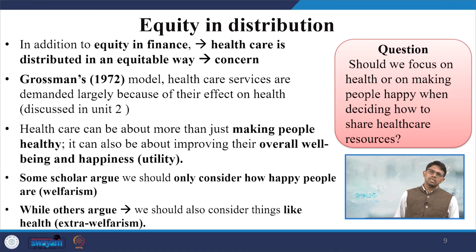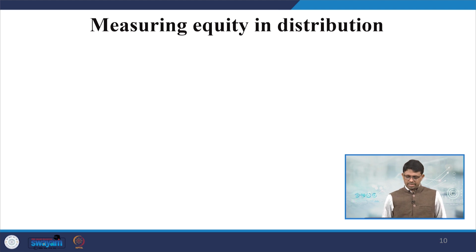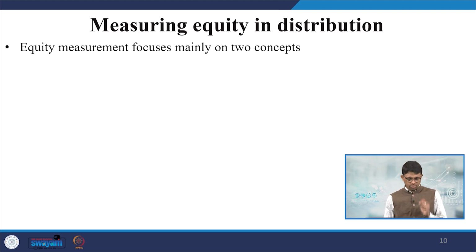Some scholars argue these contexts in terms of welfarism, how people find happiness, and extra-welfarism, where people are not just happy. Some argue that it is not just happiness, you are also supposed to link it with health, so that both are carried together. So, if you are healthy, then you will be happy. If you are happy, you are also expected to be healthy. This is how people present the issues of distribution.